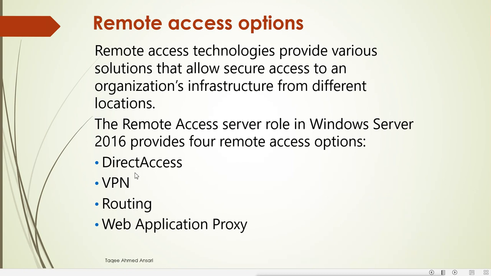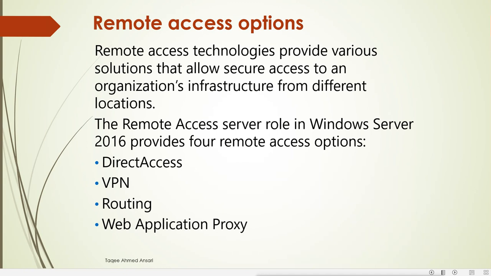Then direct access is a new technology. It does the same thing that VPN does, but with VPN users have to create the dial-up, and whenever they want to connect to the organization's infrastructure, they have to dial their network to connect. That means they have to dial it manually. But what does direct access do? It gives the user the option to connect automatically to the organization's infrastructure. It will dial automatically, once direct access is set up.